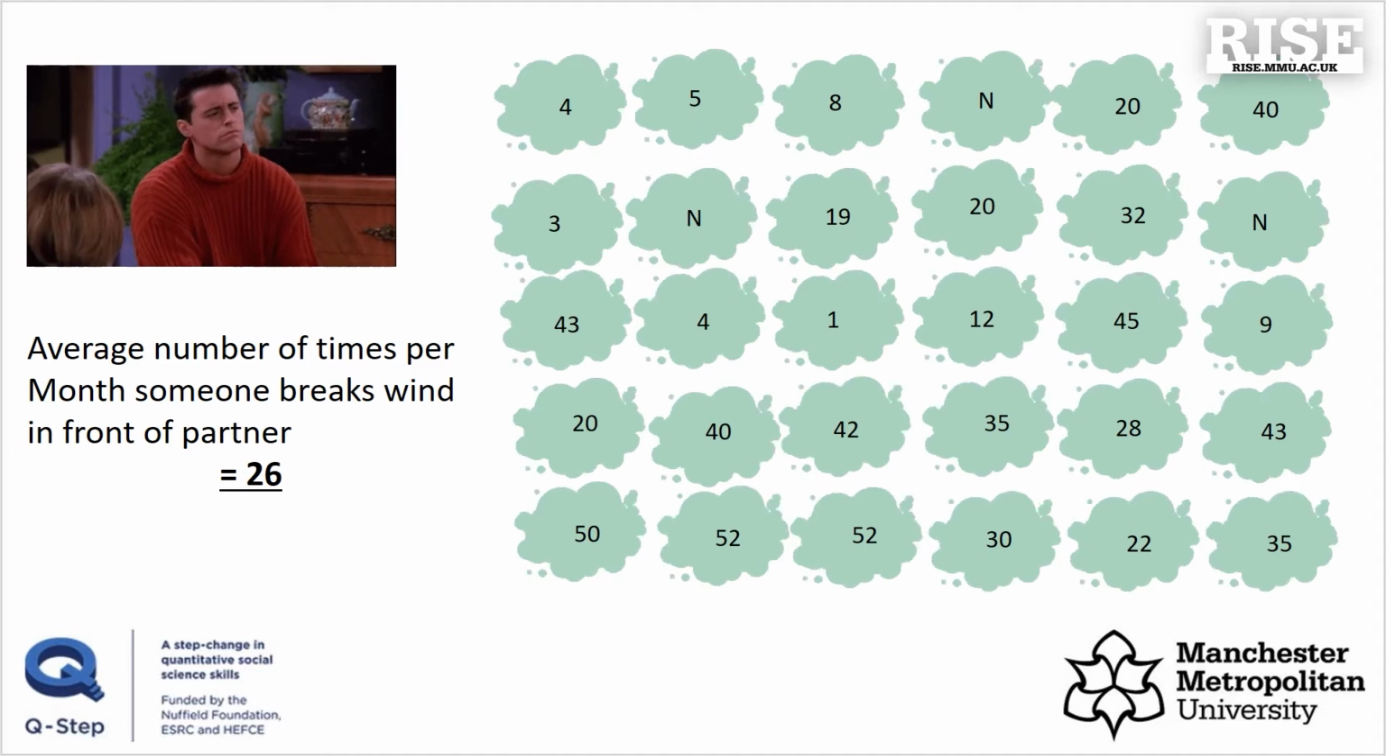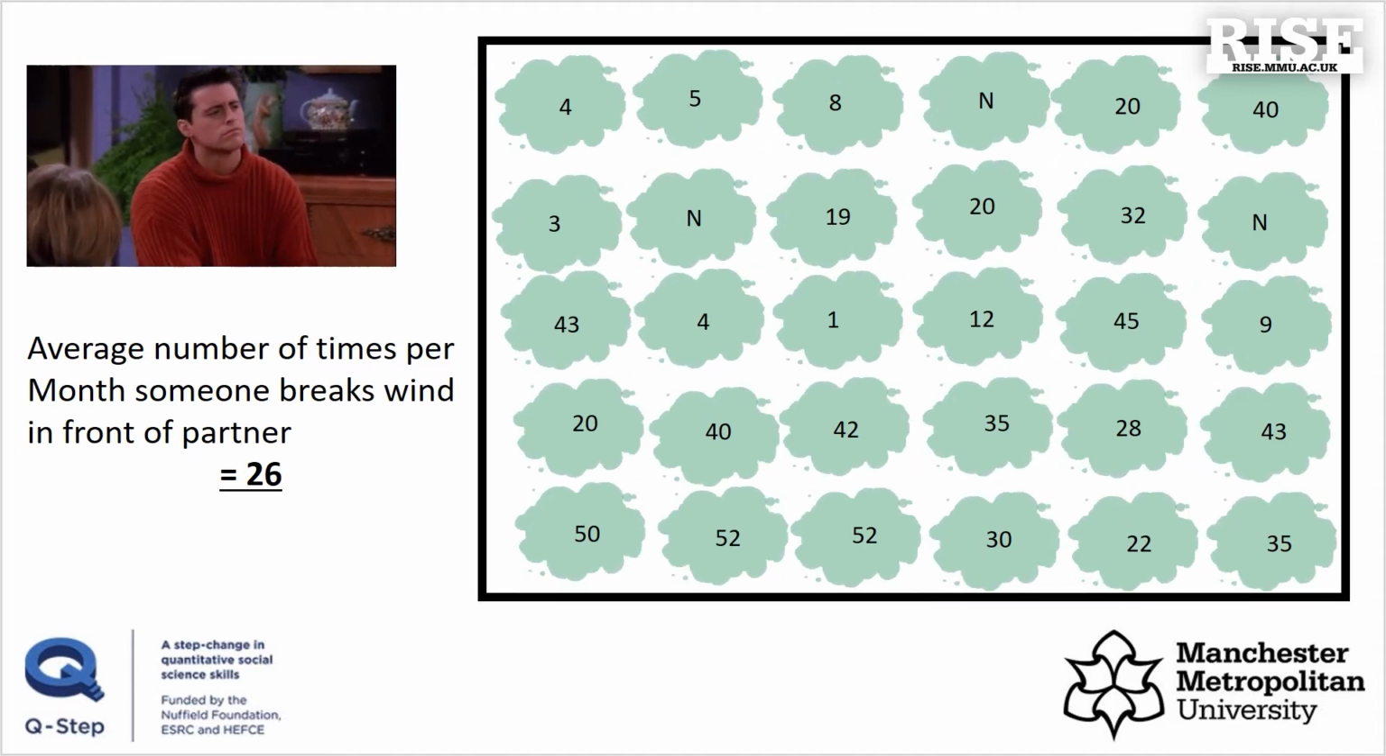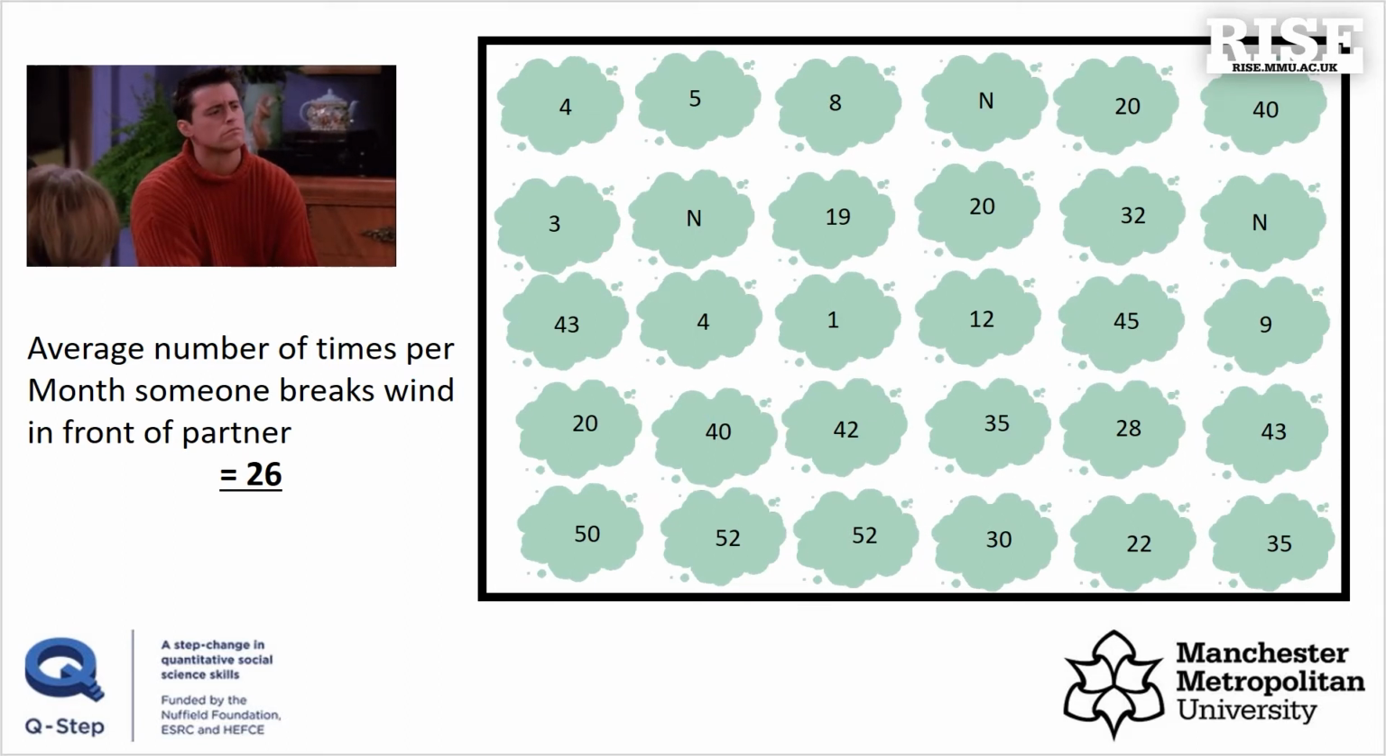Now, what we're going to do is show you a hypothetical study of 30 people. What we found from those 30 people was that the average number of times somebody breaks wind in front of their partner per month is 26 times. So have a little think about that for a second, whether or not you think that's high, whether you think it's low. But that's the average that we found based on the study that we did.